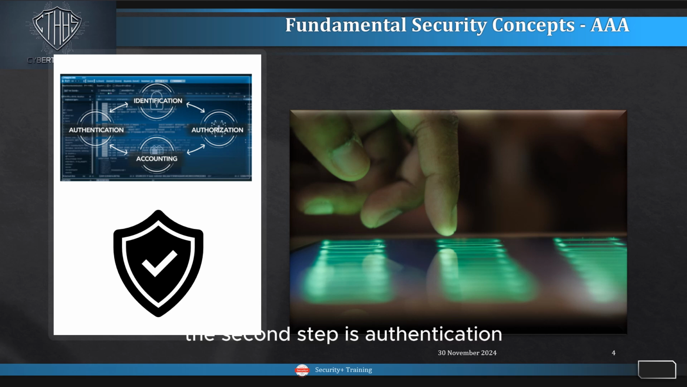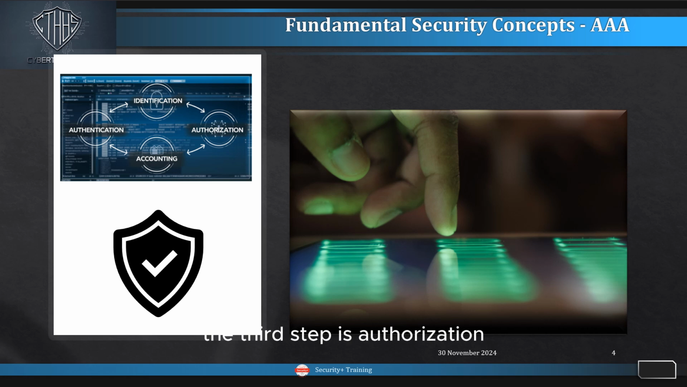The second step is authentication, where the individual provides proof of their identity. In our office building, for example, this could be showing a driver's license to the security guard. In this step, the system verifies the individual's identity. However, authentication alone doesn't grant access.